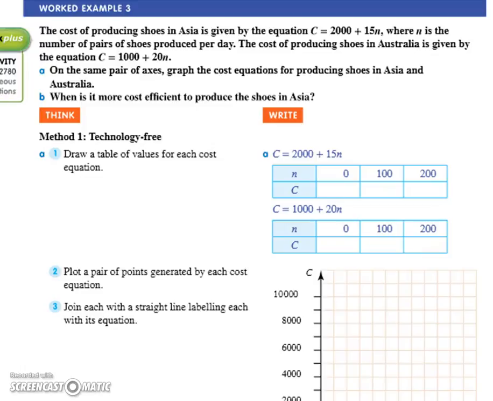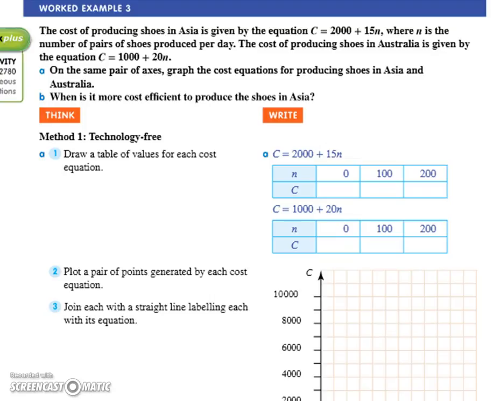All right, so in this one, we're going to be plotting two of them on the same set of axes. So we've got the cost of producing shoes in Asia is given by the equation C equals 2,000 plus 15N, where N is the number of shoes produced per day. The cost of producing shoes in Australia is given by the equation C equals 1,000 plus 20N. So on the same pair of axes, we need to draw the cost equations for producing shoes in Asia and Australia. So let's do that first.